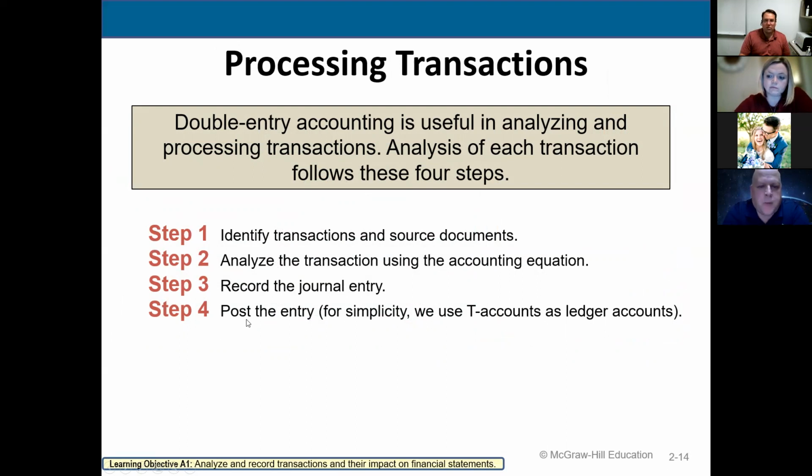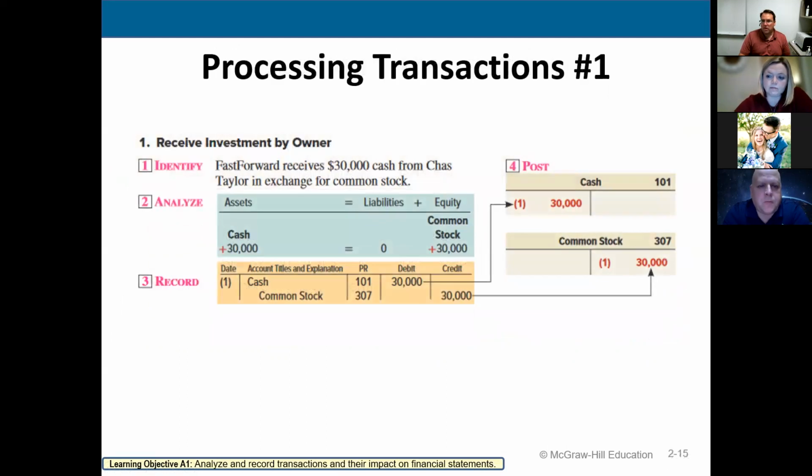So let me just take you through some examples, and I think that will make clearer what I mean by that. All right, so here's our first transaction: brand new business, and we receive an investment from the owner. We receive $30,000 cash from Chaz Taylor, Chaz sounds more hip, in exchange for common stock. So the first thing I do, when they say analyze, is I say, okay, what accounts am I dealing with here? Cash account and the common stock account. What's happening to each account? Well, cash is going up because money's coming into the business. Common stock is also going up.